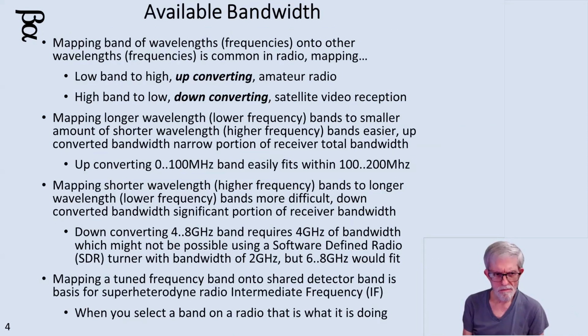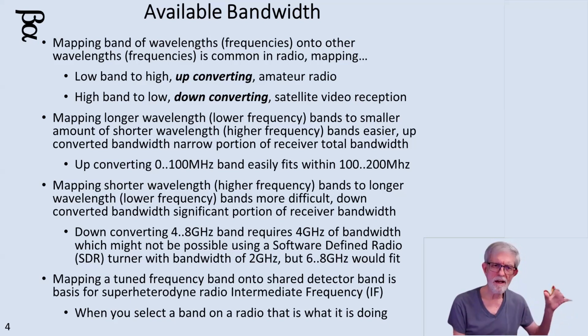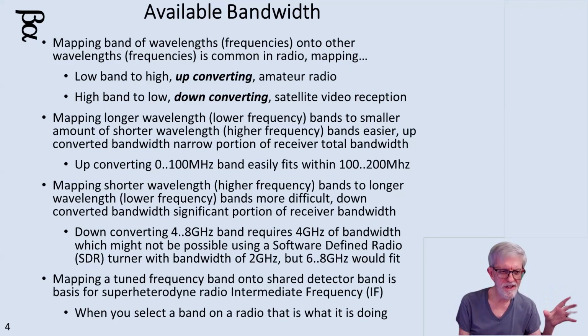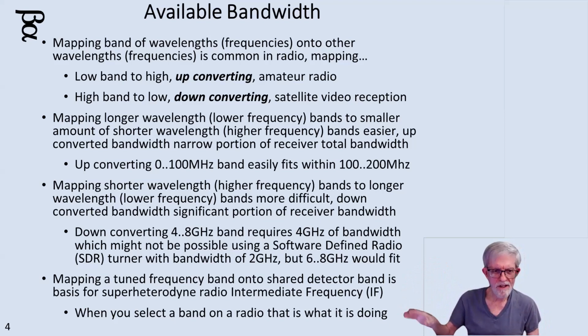So in radio, if you have a radio tuner and you want to listen to a lower frequency than that tuner will tune, you add a device on the front end before it gets to your tuner called an up converter. The up converter will convert the longer wavelength, lower frequency radio waves into shorter wavelength, higher frequency radio waves. This is called up converting. So if you want to listen to 10 megahertz, you'll plop on your up converter and you'll listen to 10 megahertz at like 120 megahertz.